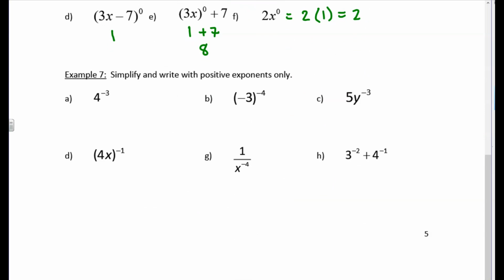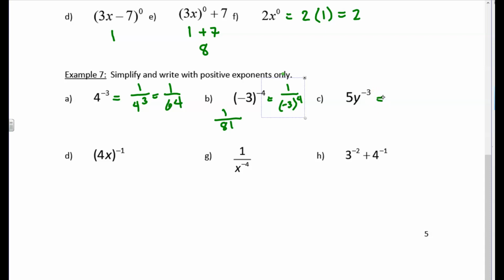Now let's look at some negative exponents. 4 to the negative 3rd power would be the same thing as 1 over 4 to the 3rd, and 4 to the 3rd is 64, so I get 1/64. Negative 3 to the negative 4th power is going to be 1 over negative 3 to the 4th power. Notice, guys, the only sign that changed was the exponent. And negative 3 to the 4th power is going to be positive 81. So I get 1 over 81.